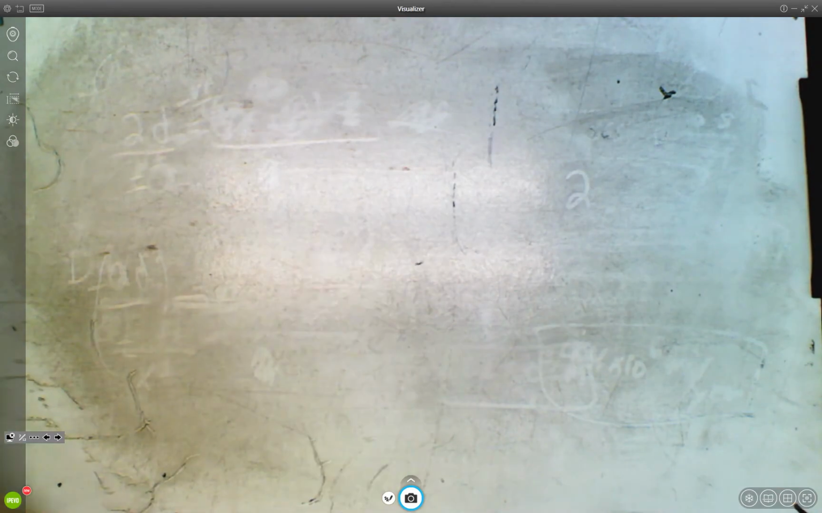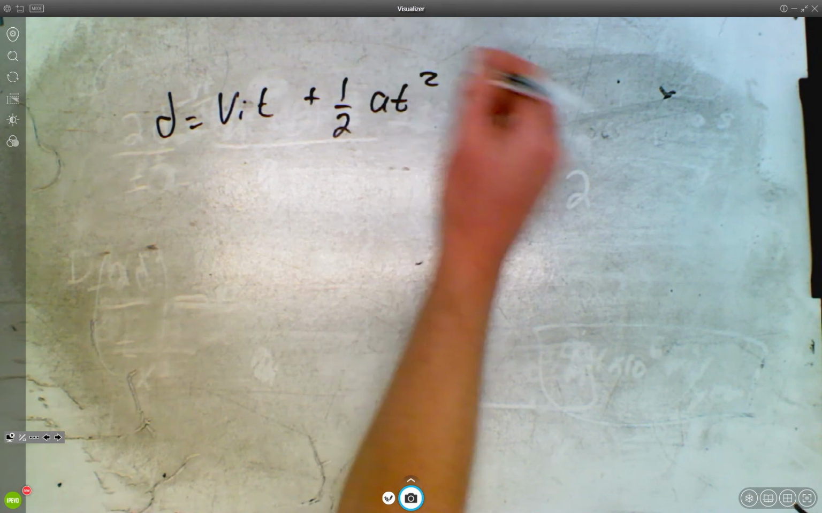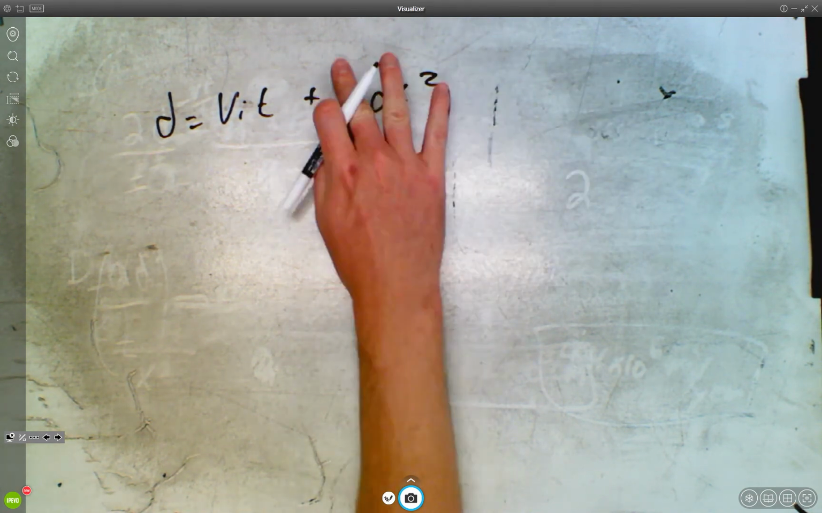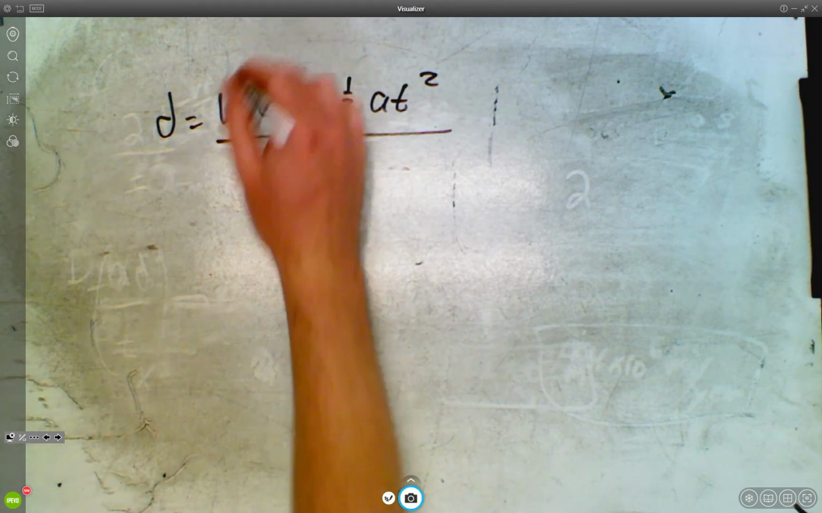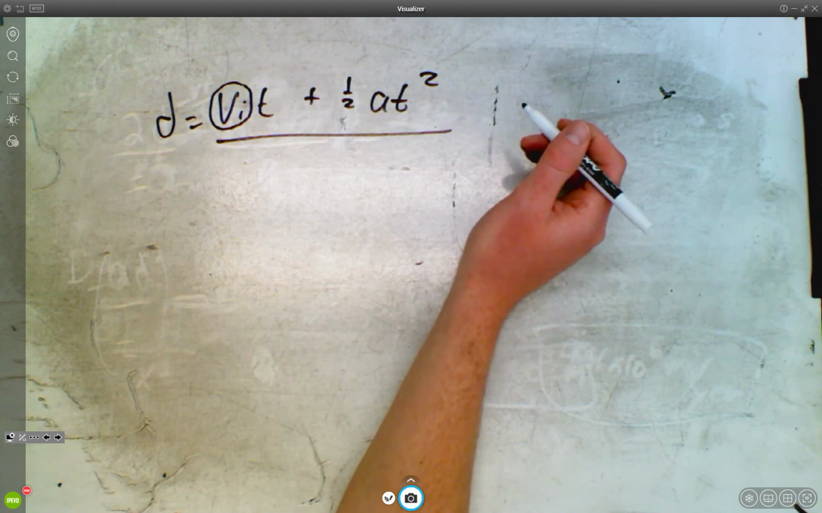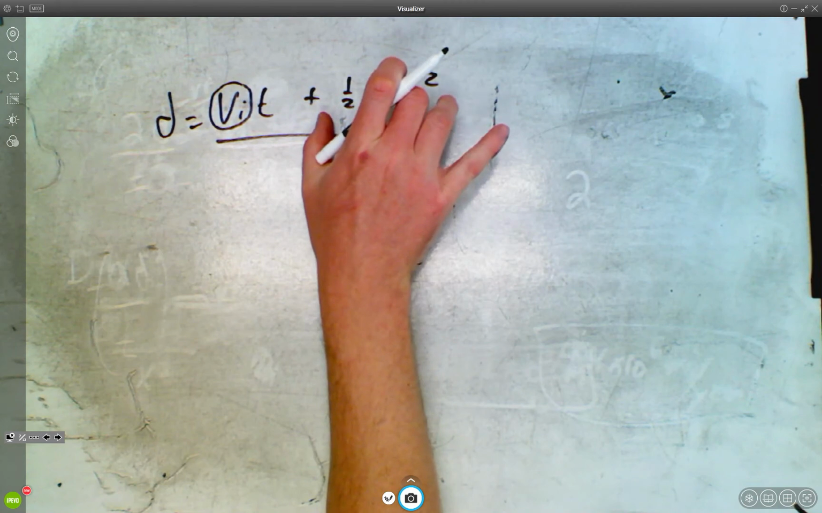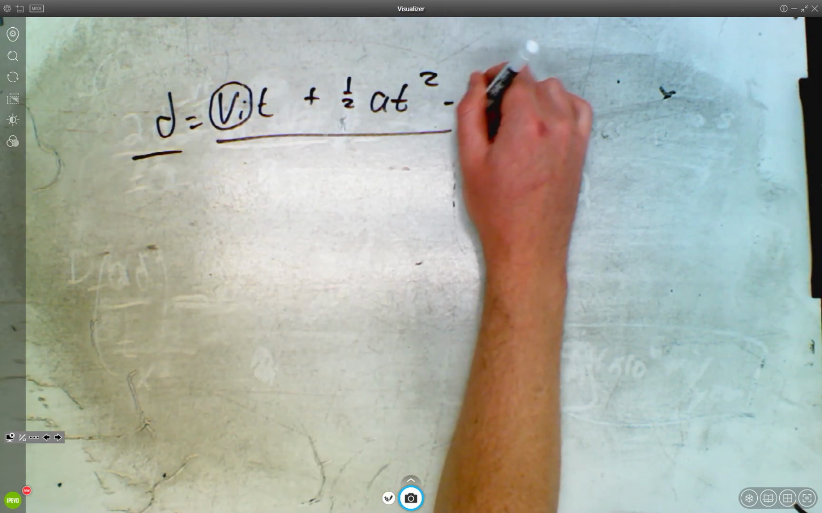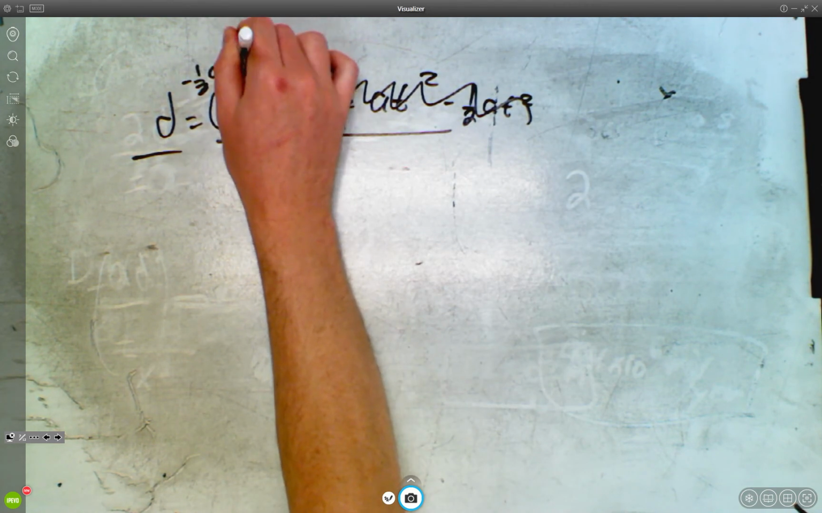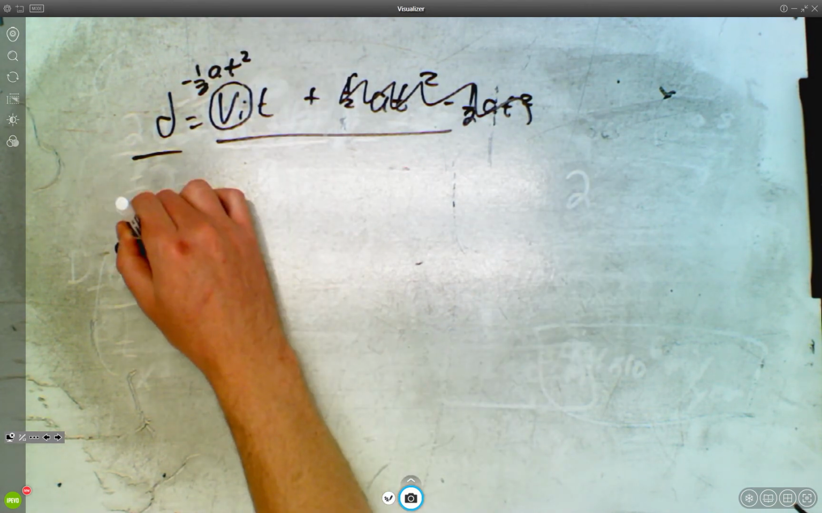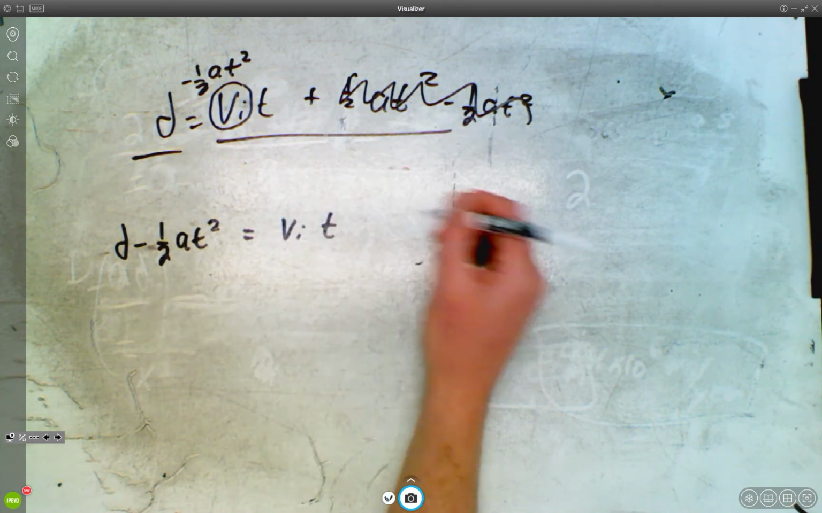The other board question, D equals VIT plus 1/2 AT squared. What I would recommend with this one is just keep that 1/2 on top. Keep it a variable that looks like that. So we're trying to solve for VI. So the first step that I have to do is I want to get rid of this 1/2 AT squared. I can't move it down below because it's being added. So what I have to do is I have to subtract a 1/2 AT squared. So that'll get rid of it from this side, but that means I have to subtract a 1/2 AT squared from that side. So I get D minus 1/2 AT squared is equal to VIT. Okay.